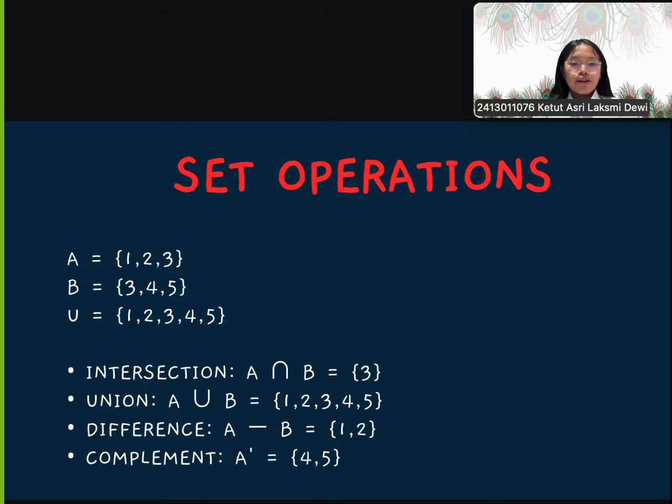Third, we have difference. The difference shows elements that are in one set but not in the other. For example, A minus B gives us {1, 2}. Finally, we have complement. The complement shows all elements in the universal set that are not in set A. So, A complement contains 4 and 5. This operation helps us compare and analyze sets more easily.